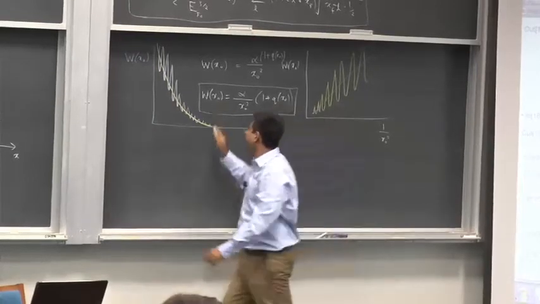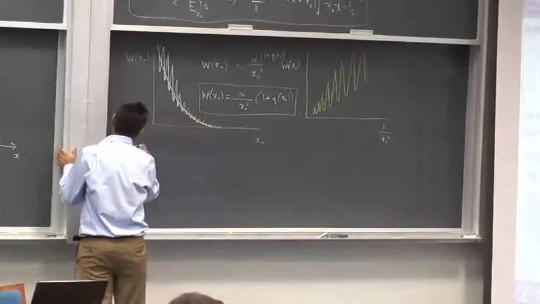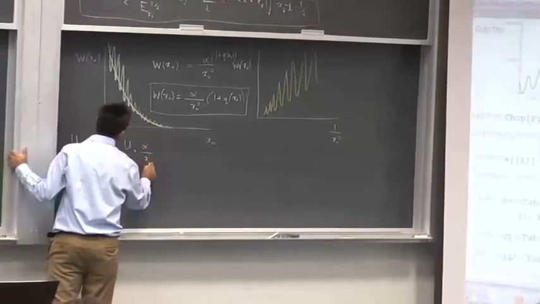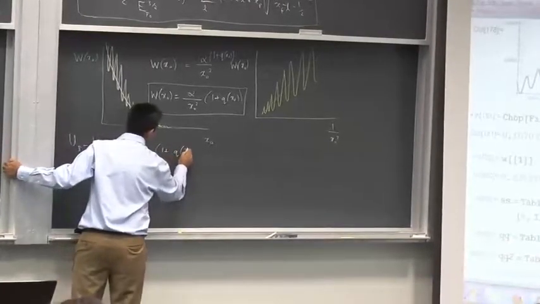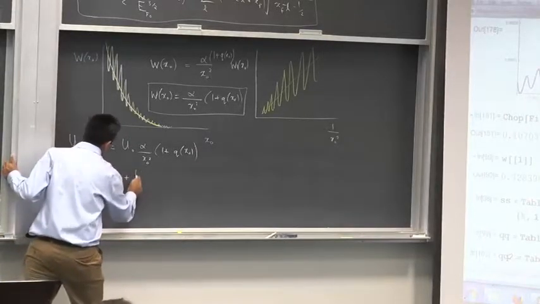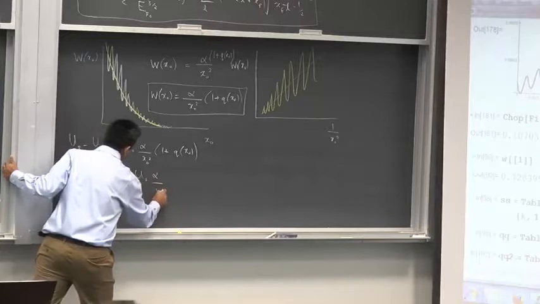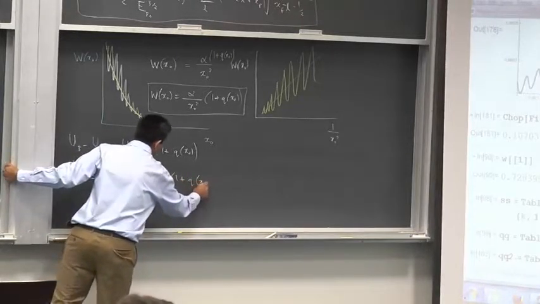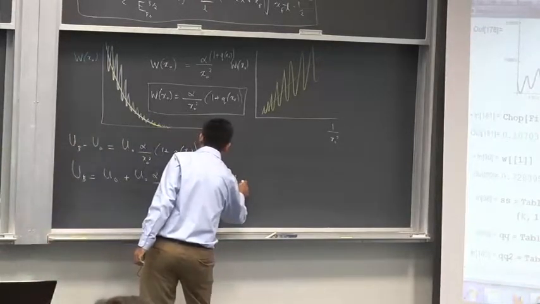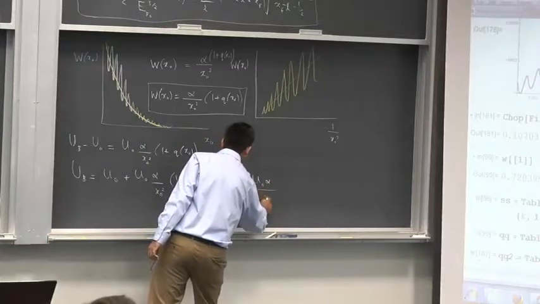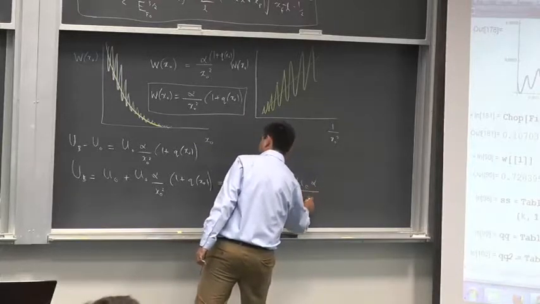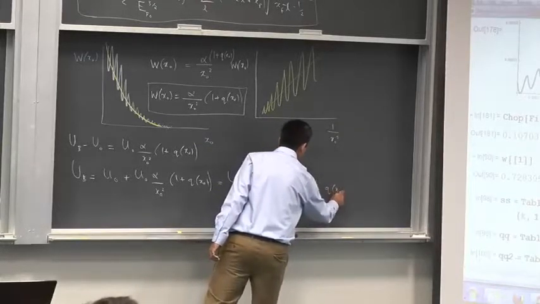So my W of x naught is U B minus U naught over U naught. This is U naught alpha over x naught squared times 1 plus Q of x naught, which means my U B is U naught plus U naught alpha over x naught squared times 1 plus Q of x naught, which is U naught plus U naught alpha over x naught squared plus U naught alpha over x naught squared Q of x naught.